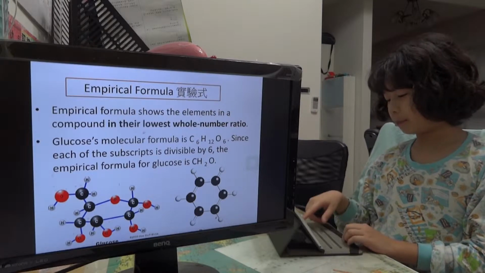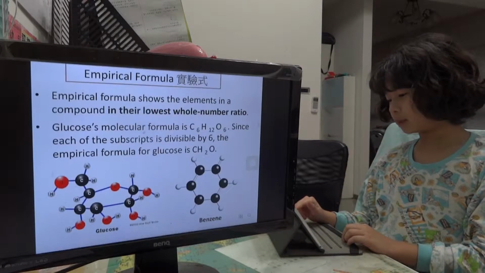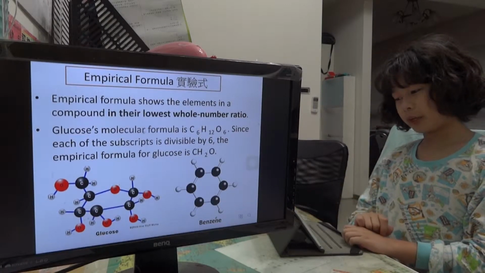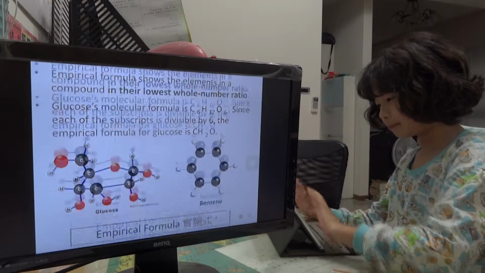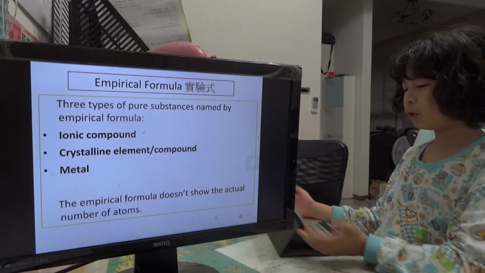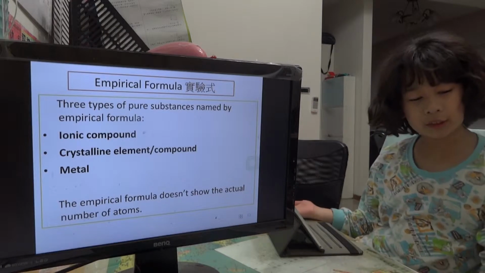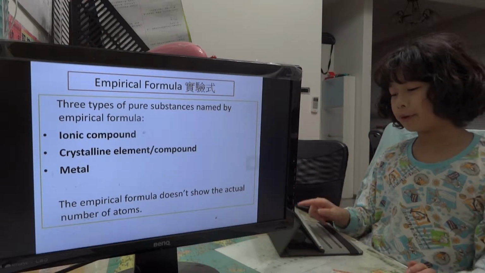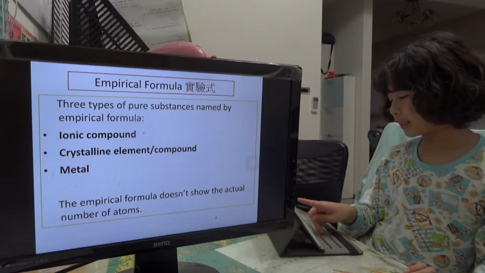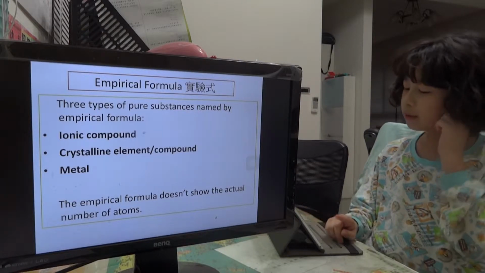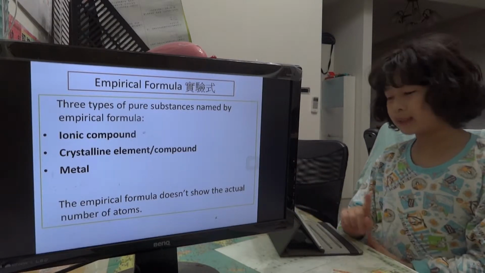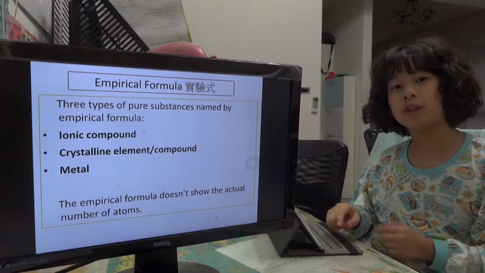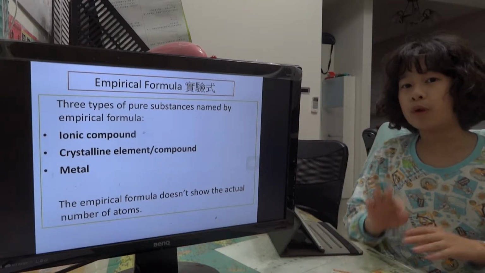Or benzene, C6H6, which becomes CH, because you divide all of them by 6. But with the empirical formula, why do we use it? We just write the ratio of how much and how much. For example, remember ionic compound, crystalline element or compound, and metals. Why is it used in those? Because in these three, only a small part is used to represent the whole.